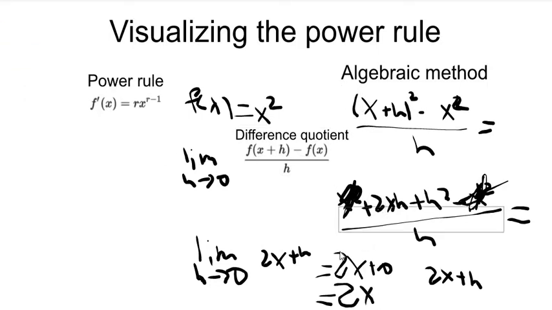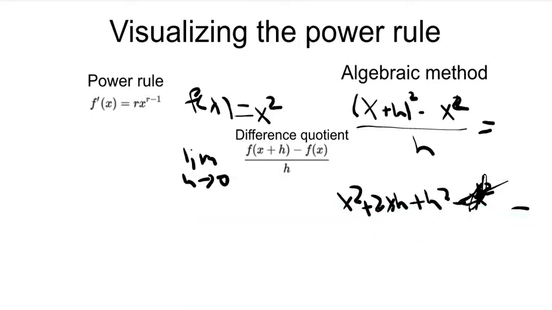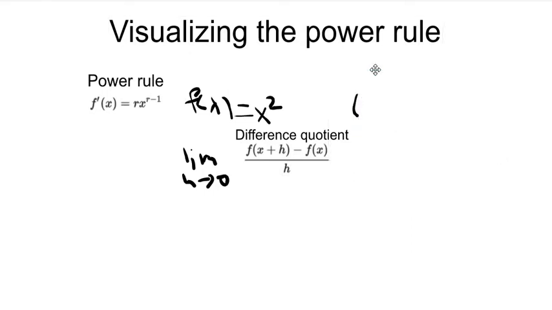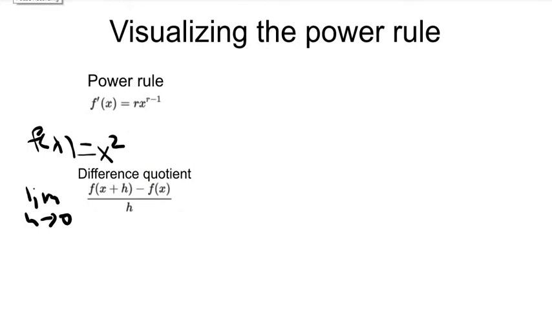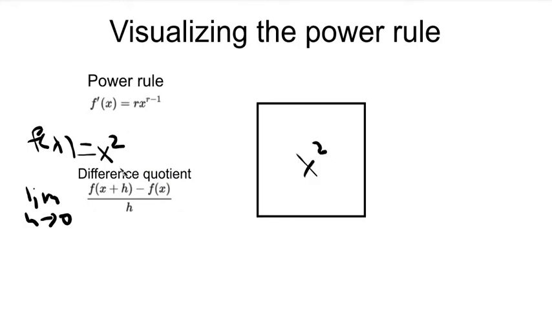I will show you this using a graphic method, a visual method. So let's imagine x squared. We have our function x squared, with x being the side length. This is basically x squared visualized. A square. Exactly what x squared is. x multiplied by x to make a square.